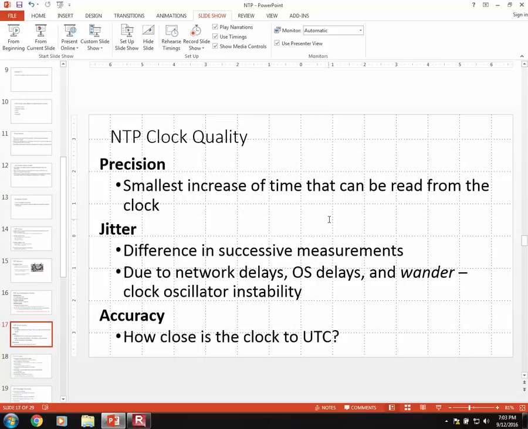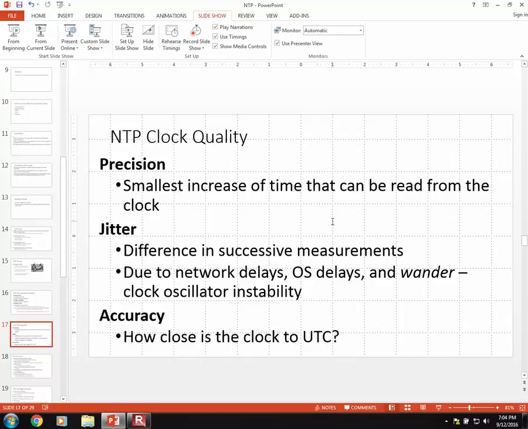There are things that NTP is concerned about as far as clock quality, such as precision, which is the smallest increase of time that can be read from the clock. So the greatest precision is usually found on the time sources in stratum 0, and different devices on the network will have different precision capabilities. And you usually want the more precise devices at the lower numbers, or higher in the stratum.